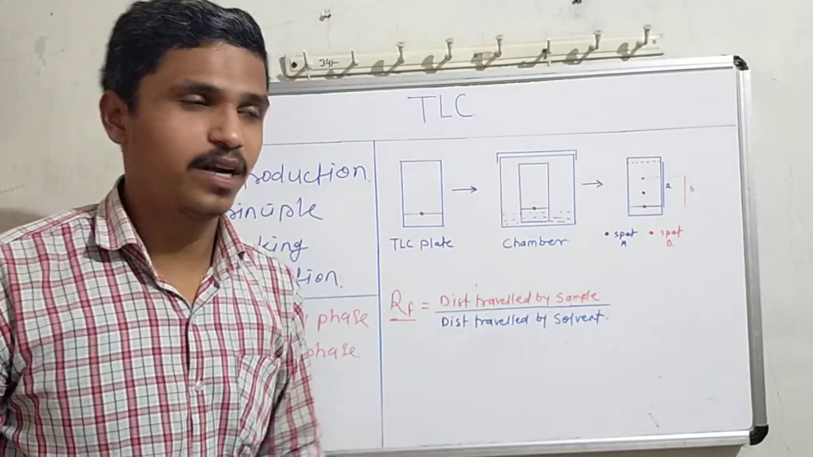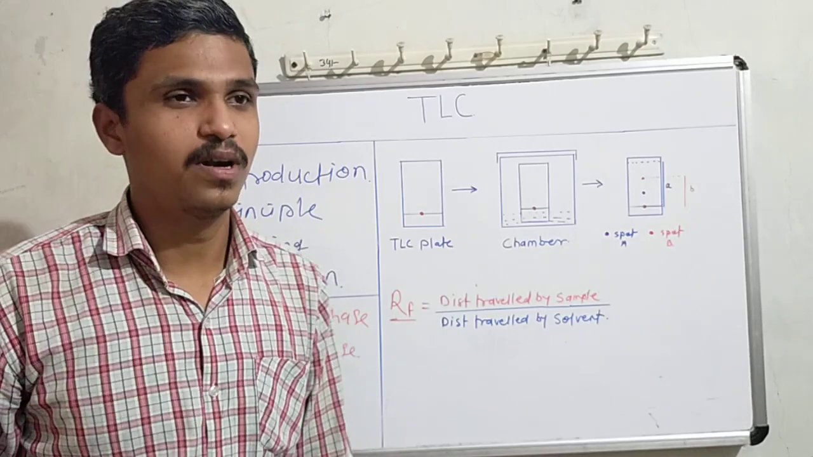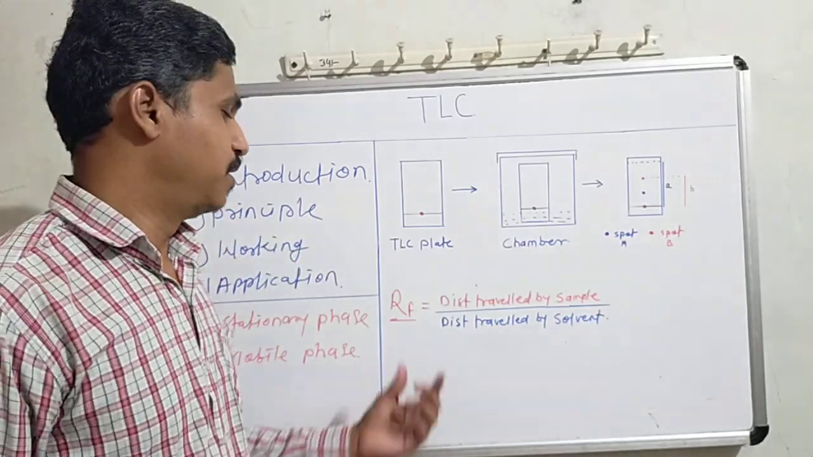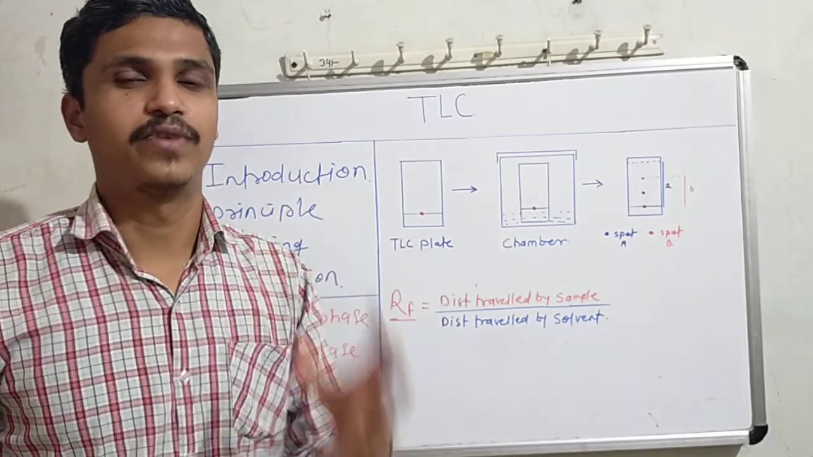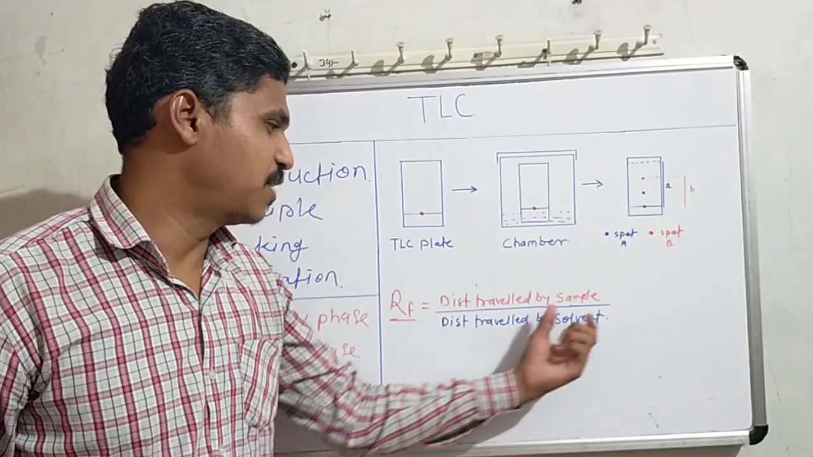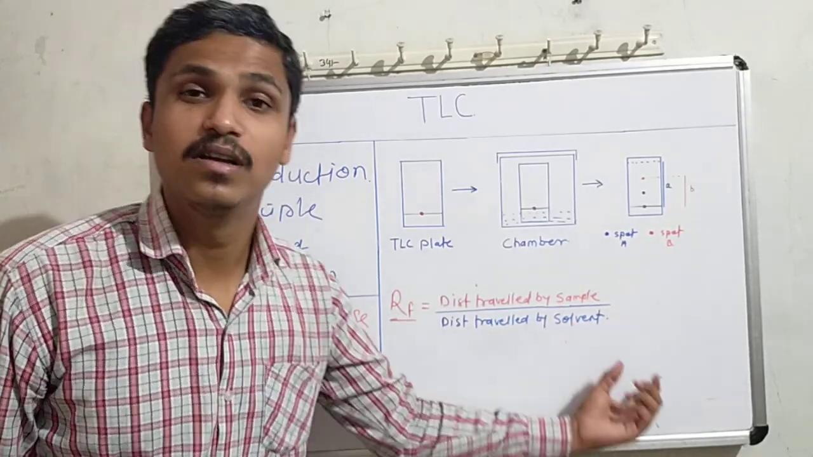So how is it calculated or determined? It is determined by one concept, called the RF value. It is also called the retardation factor. The formula is simple: RF value is equal to the distance traveled by the sample divided by the distance traveled by the solvent.